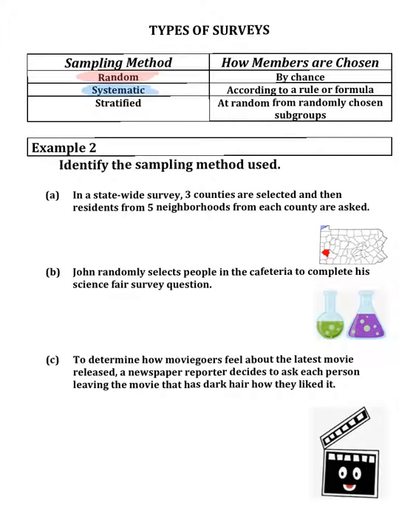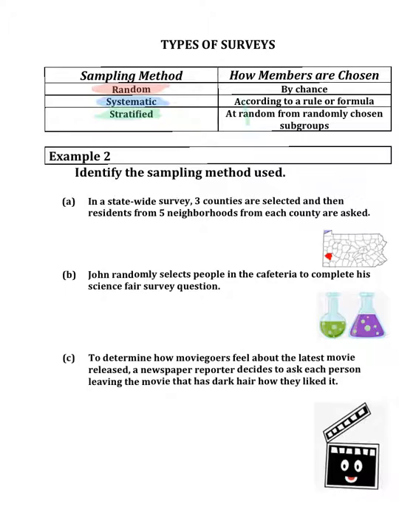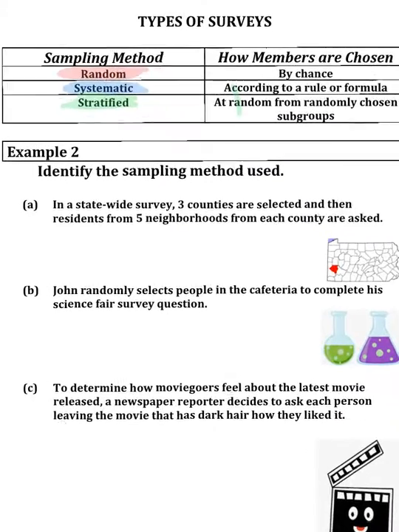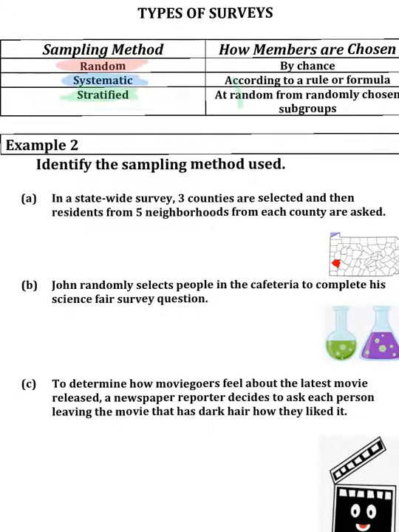Stratified, on the other hand, is when you have two separate tiers of random sampling. So if you want to write that down, two tiers. So first, you might take a really large group and break them into a smaller subgroup. And then beyond that, you're going to randomly choose people within the subgroups. So let's read these and see if we can determine which one each one is.